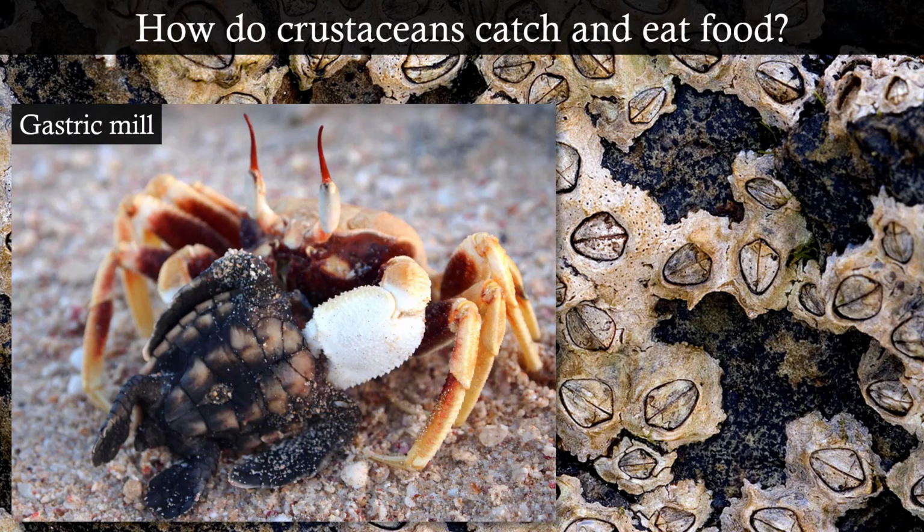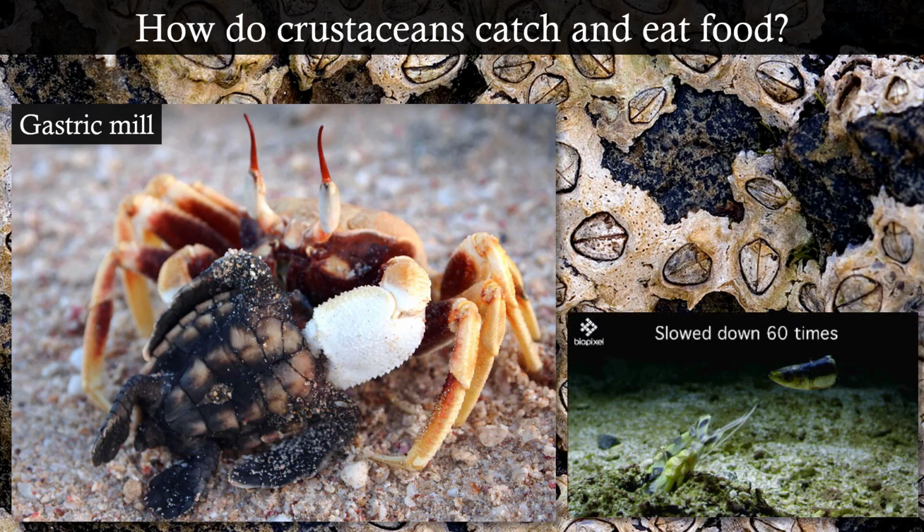Usually if you're a predator, you're going to have something in your stomach called a gastric mill, which is basically calcified teeth that they use to help mechanically break up their food. This is a crab who's caught a poor little baby sea turtle. Very sad.